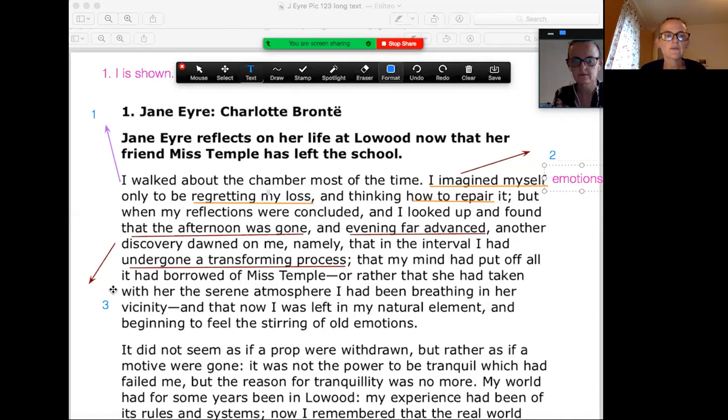And the three, if we think about what stands out, well, what stood out for me is these different things down here that I've identified, that we've got the afternoon had gone and the evening had advanced. So that suggests to me that if the afternoon has gone and the evening had advanced, it sounds to me that time is passing. Time passes very quickly, I feel.